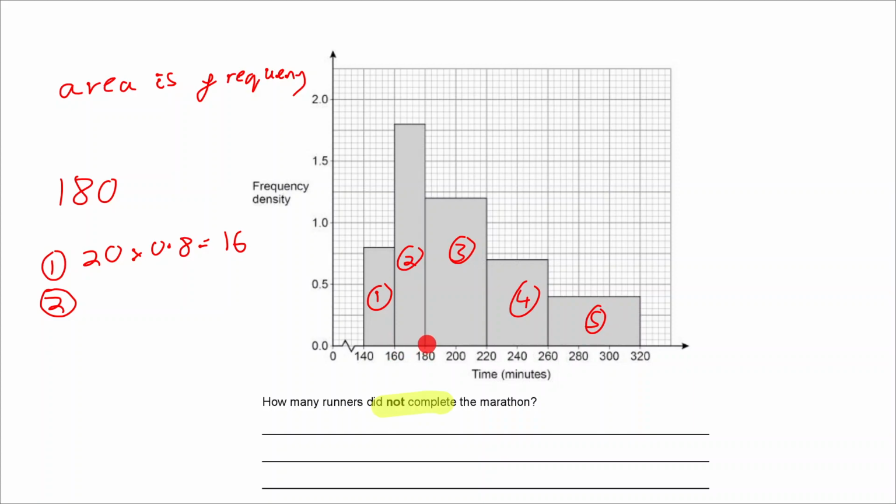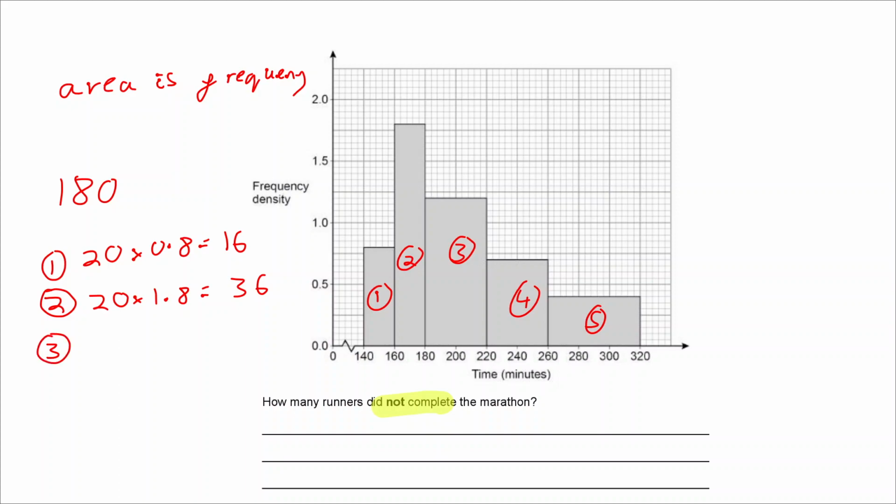Rectangle number 2, the base of it is from 160 to 180. That's 20. The height of it is 1.8. So you've got 20 multiplied by 1.8. That gives you 36. I'm going to double check that, but that should be good.